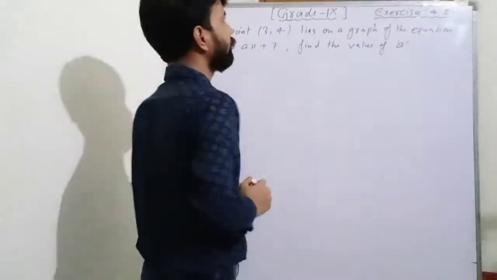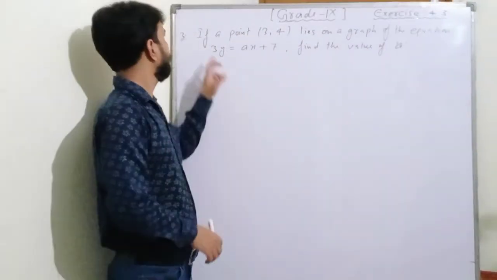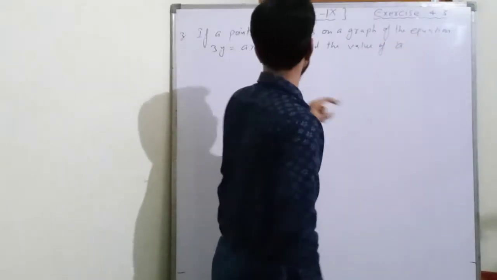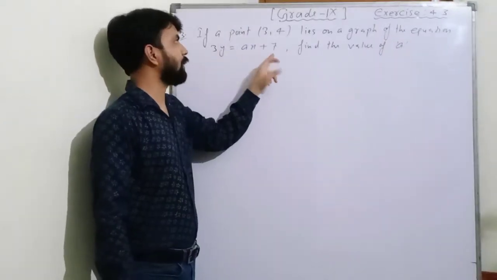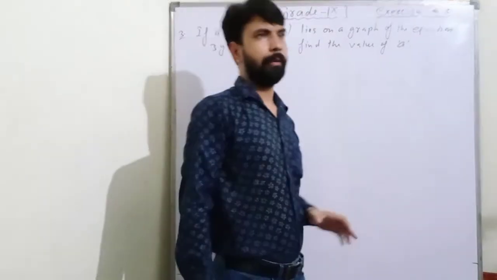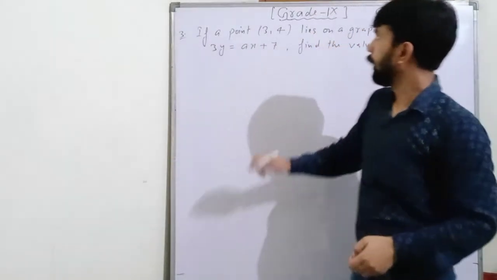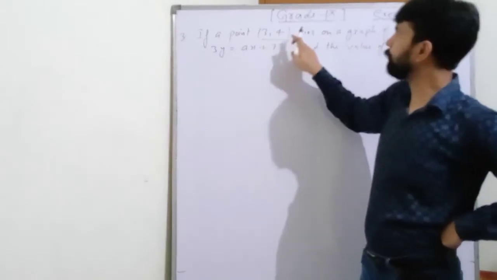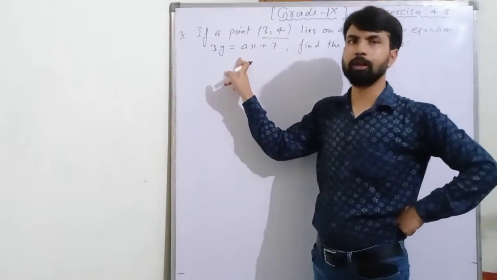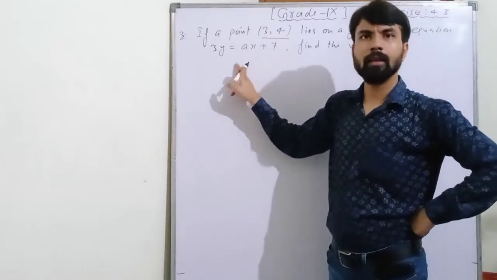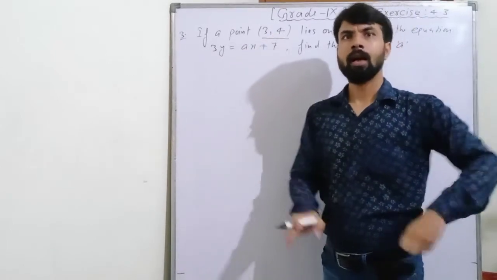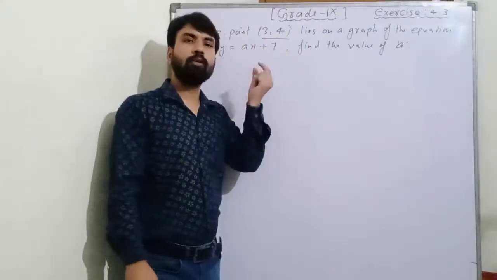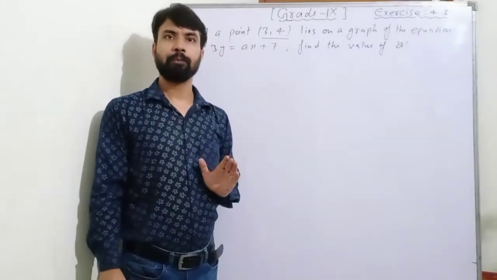Okay students, question number 3 is here. If a point 3,4 lies on a graph of the equation 3y equals to ax plus 7, find the value of a. See, here this point is given which lies on this equation. If this point lies on the graph of this equation, then this point will satisfy the given equation. Understood? अगर कोई point किसी लाइन पर लाई करता है तो वो point उस लाइन को क्या करेगा? सेटिस्फाई करेगा. क्लियर?